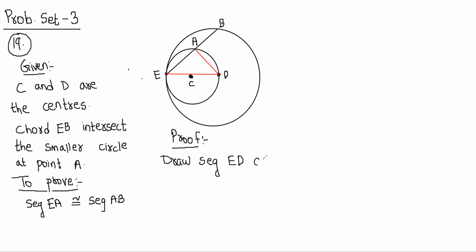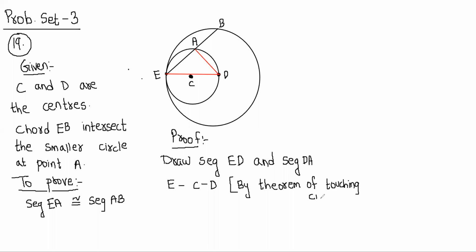and segment DA. So here we are writing E-C-D, meaning we are saying that E, C, D lie on the same line. Why does it lie on one line? In bracket, reason: by theorem of touching circles. Touching circles, center and point of contact are always in a straight line, collinear.